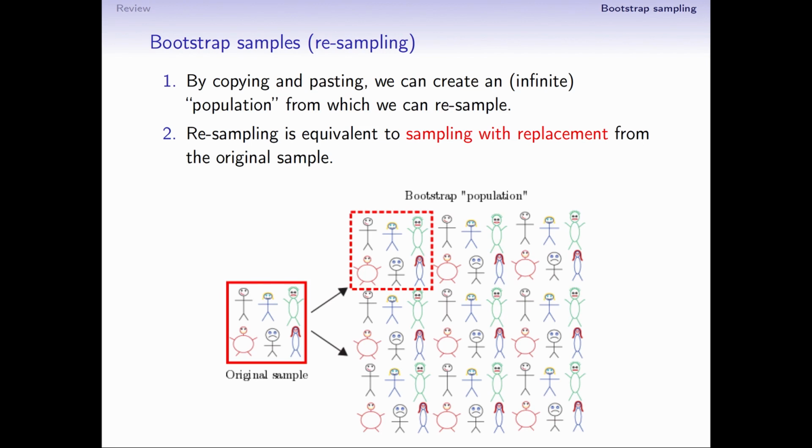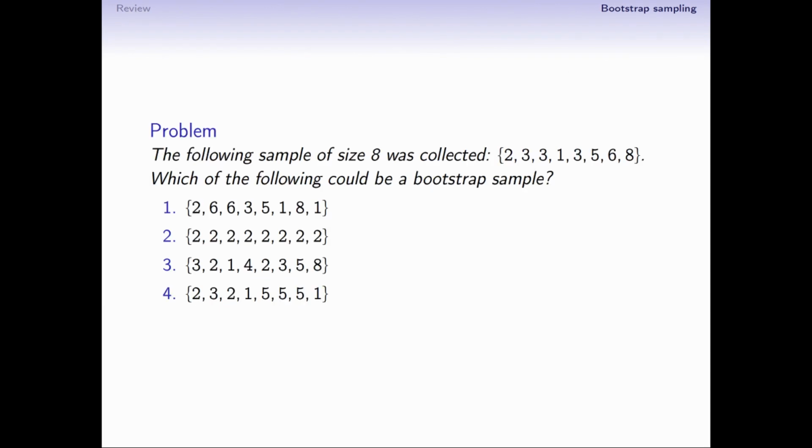Now, to help us understand this connection between sampling from the bootstrap population and sampling with replacement from the original sample, let's consider the following problem. The following sample of size 8 was collected. Here it is. Let's think of this set of 8 elements as our sample that we collected. Which of the following could be a bootstrap sample?